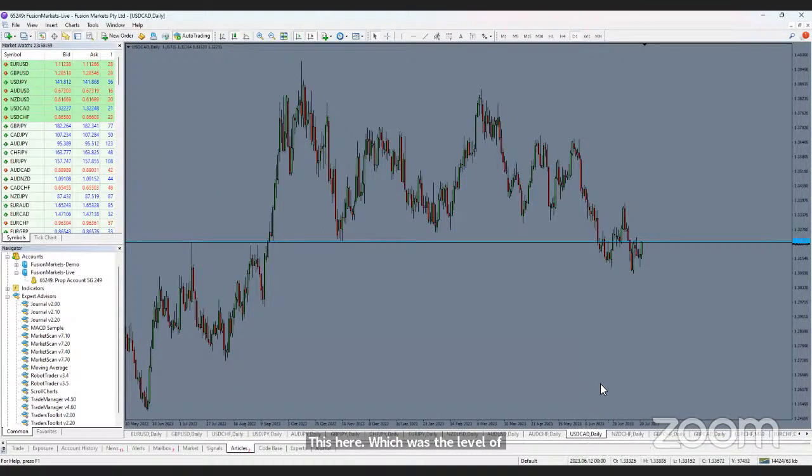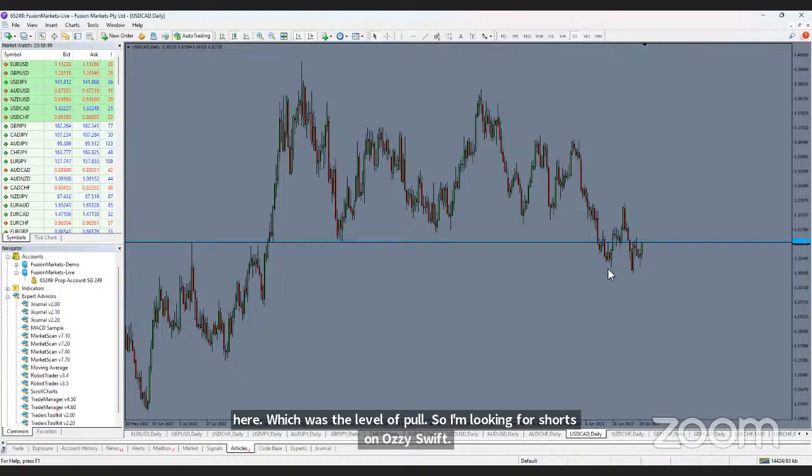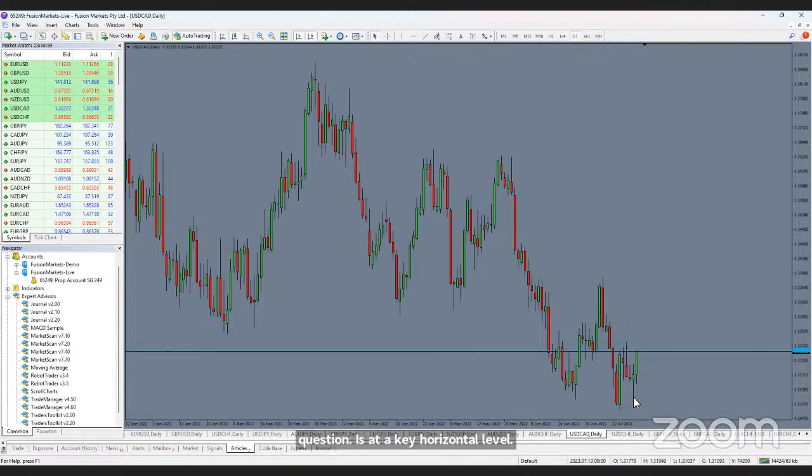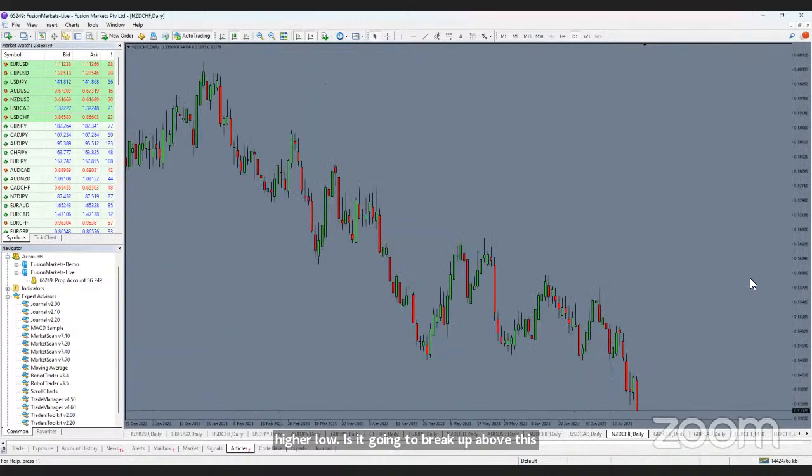Dollar CAD, is dollar CAD going to turn around at this point? That is the question. It's at a key horizontal level, and it's just on the daily time frame now forming a higher low. Is it going to break up above this horizontal level and form a higher high as well? That's what I'm waiting to see.